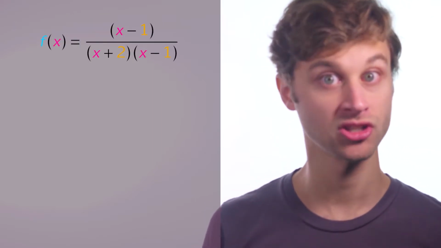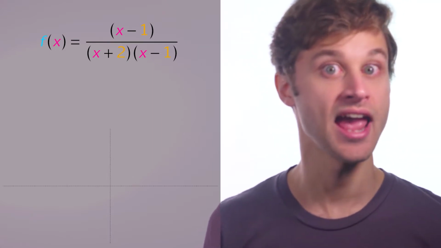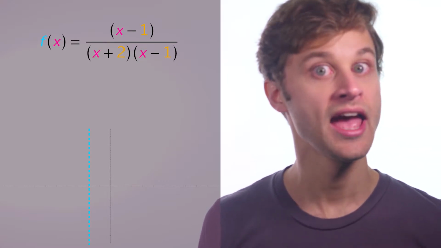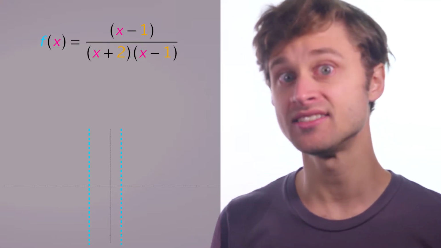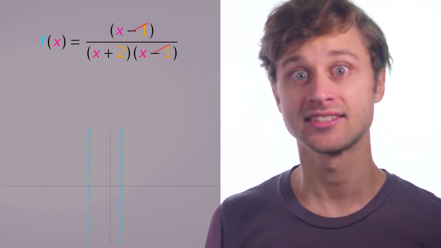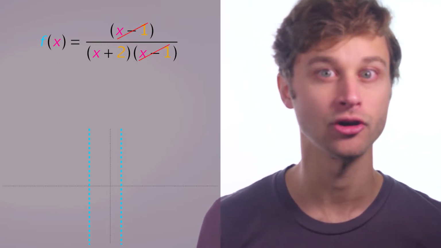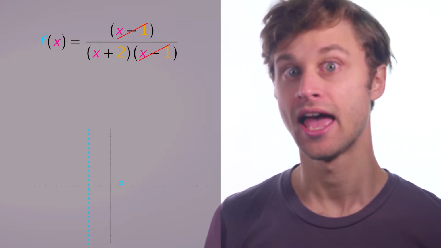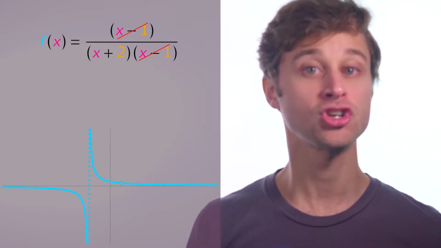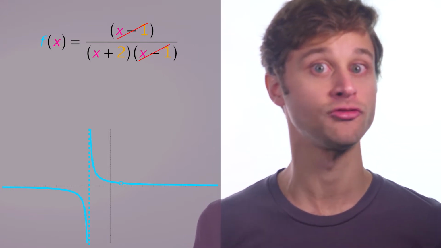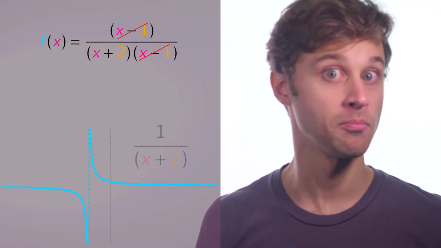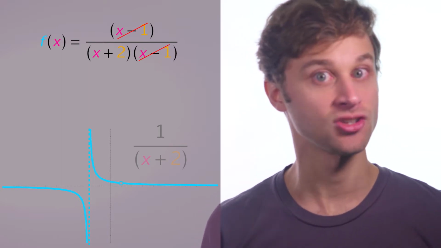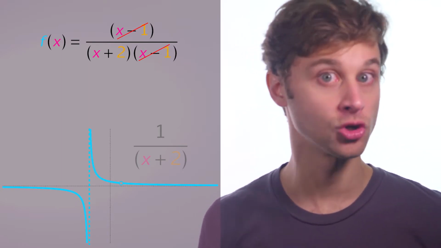Take this rational function as an example, x minus 1 over x plus 2 times x minus 1. Normally we'd have a vertical asymptote at x is equal to -2 and x is equal to 1. But because that x minus 1 factor cancels out in both the numerator and the denominator, we actually have a hole at x is equal to 1 instead of a vertical asymptote. And so this function actually looks just like the rational function 1 over x plus 2, except it has a hole at x is equal to 1.